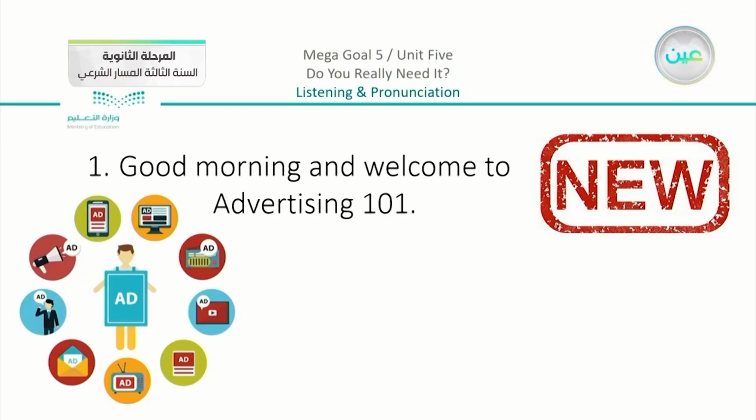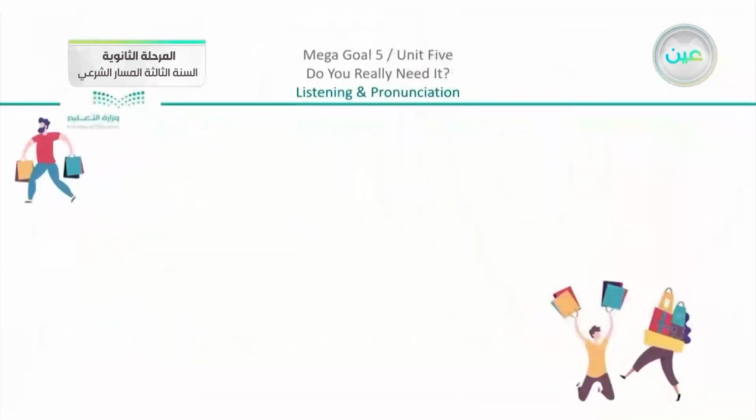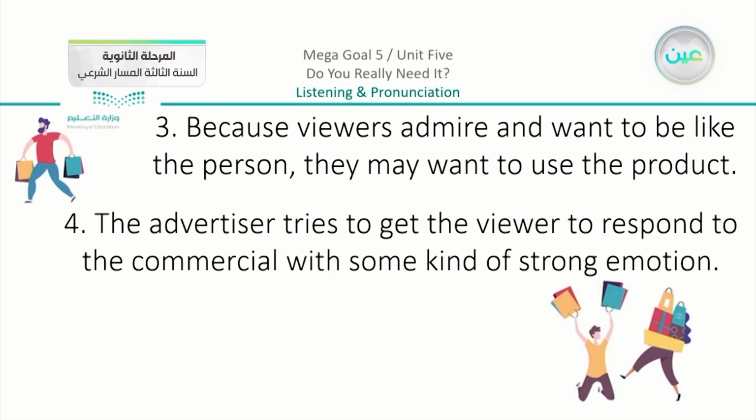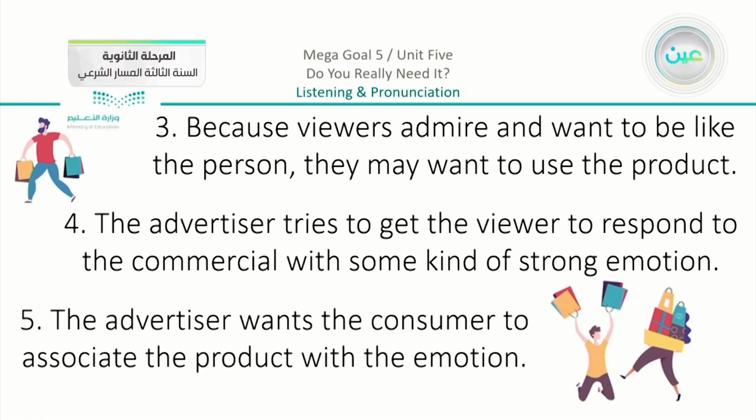Good morning, and welcome to Advertising 101. You are here today because you want to learn the secrets behind how advertisers sell to consumers. Because viewers admire and want to be like the person, they may want to use the product. The advertiser tries to get the viewer to respond to the commercial with some kind of strong emotion. The advertiser wants the consumer to associate the product with the emotion.